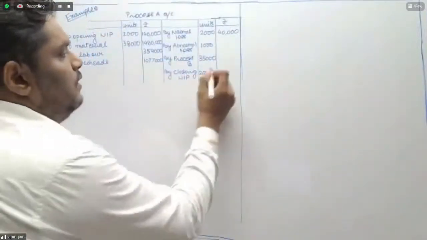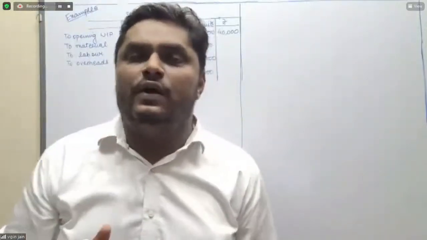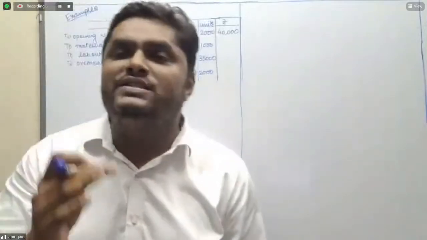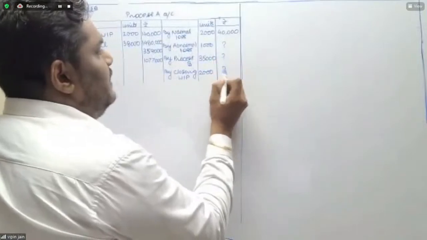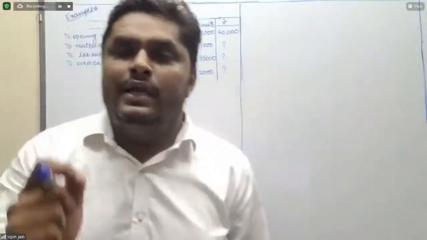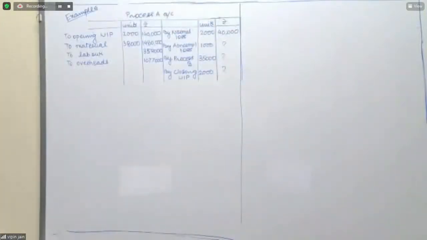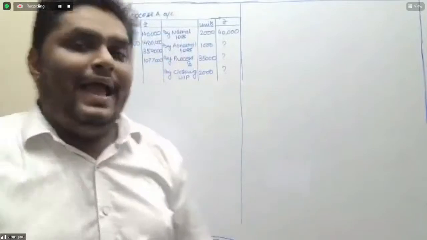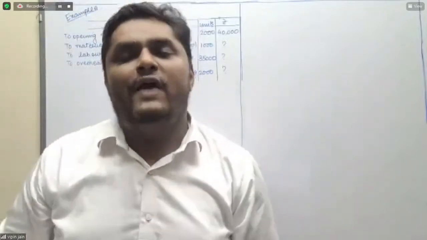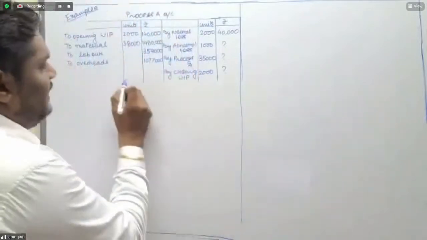Now, since the information is given as regards work in progress, we have to prepare a statement of equivalent production to calculate the value of these three items. That is abnormal loss, the units that are transferred to the next process, and closing work in progress. So we have to first prepare statement of equivalent number of units. So let's start, guys.